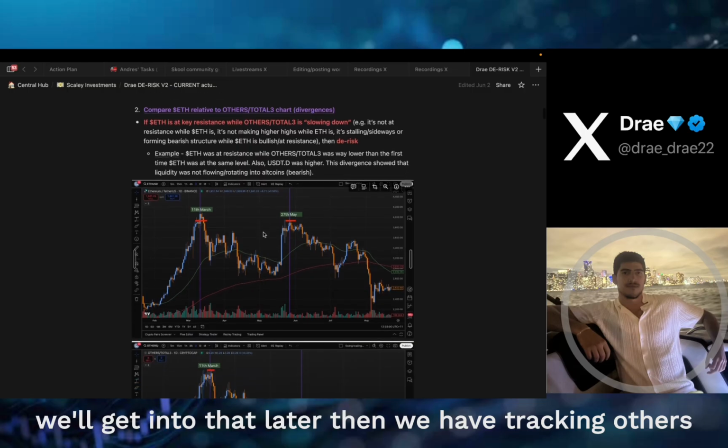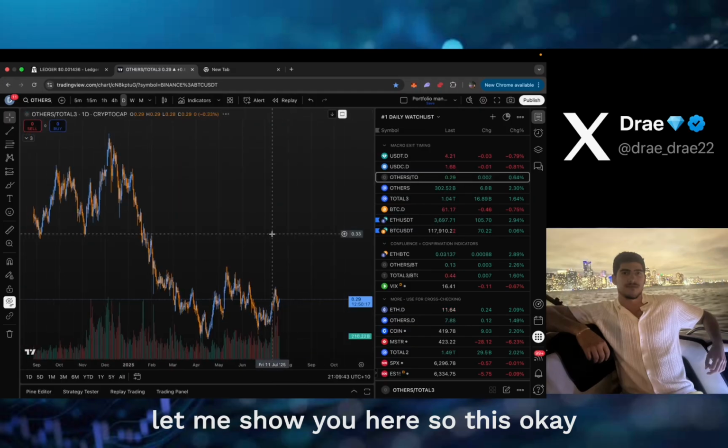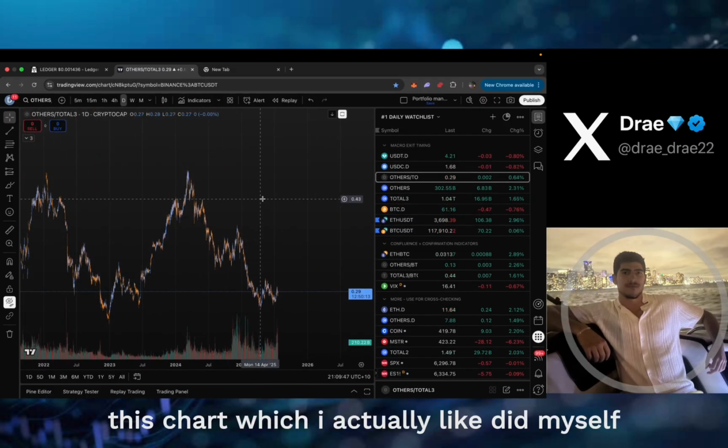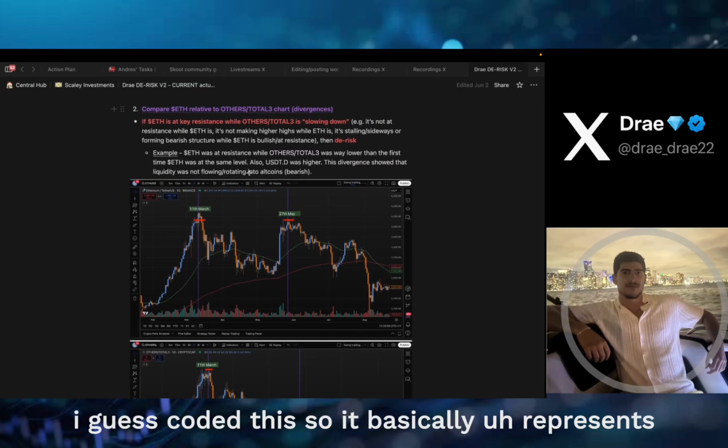We'll get into that later. Then we have tracking others with the total 3 charts. Let me show you here. So this chart, which I actually did myself. I wrote here others / total 3, and I just kind of coded this.